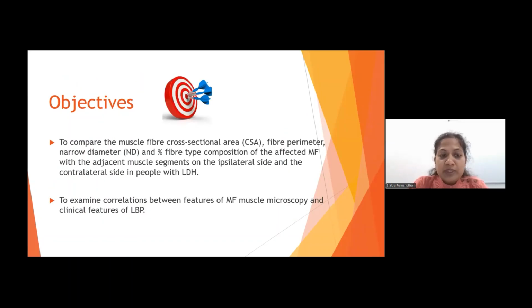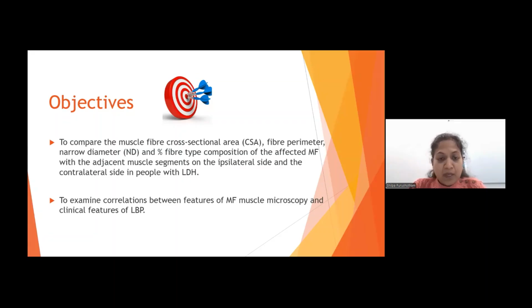So the main objectives of this study was to compare the muscle fiber morphology, including the fiber cross-section area, fiber perimeter, diameter, and percentage fiber type composition in the affected multifidus with the adjacent muscle segments on the ipsilateral side, that same side, and the contralateral side in people with disc herniation. And our second objective was to examine the correlations between features of multifidus microscopy with the clinical features of low back pain.